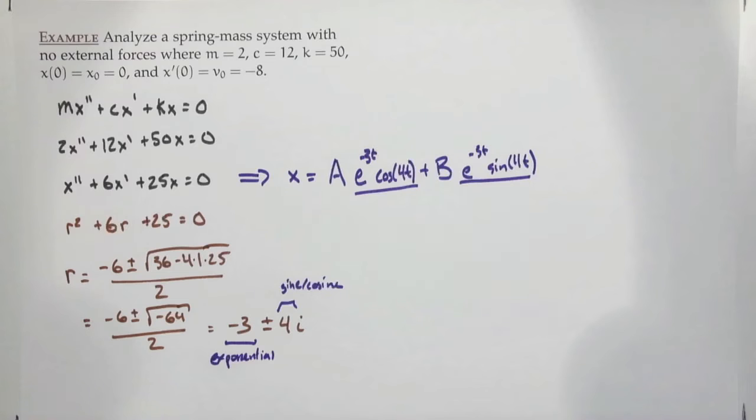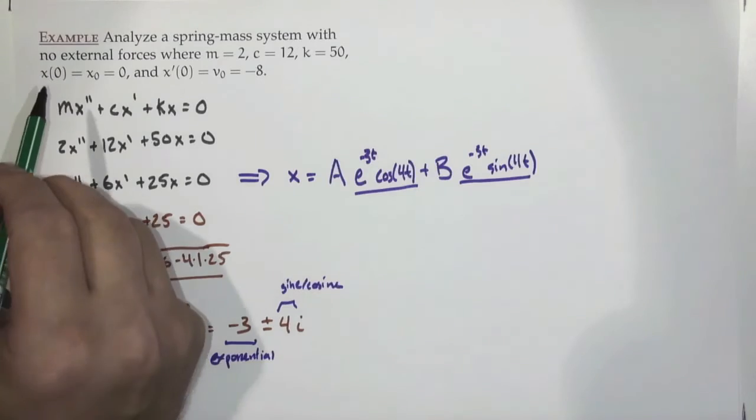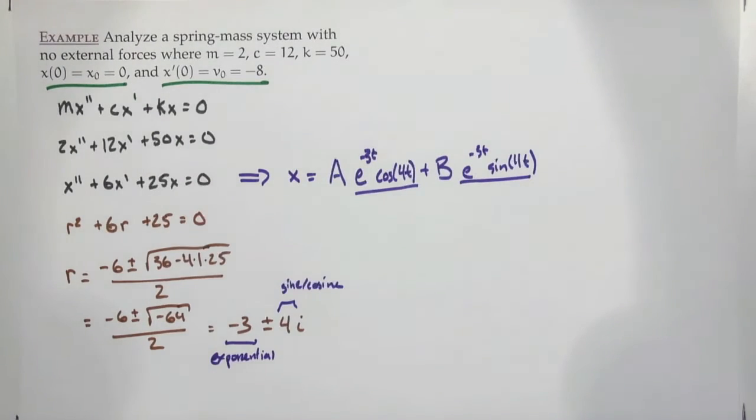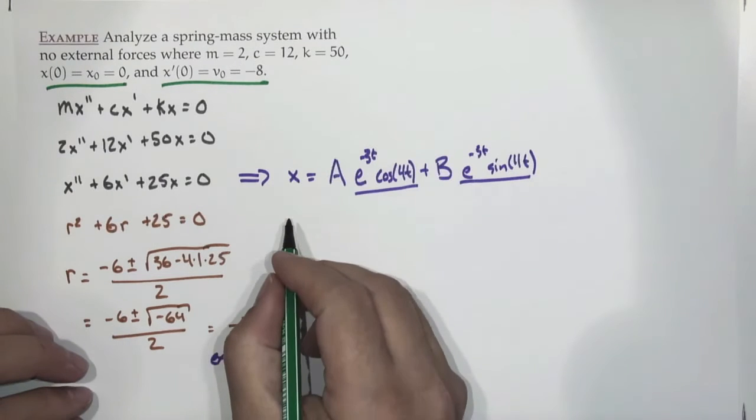All solutions to this spring mass system have this form. Are we done? No. It's like they say, but wait, there's more. What's the more? Initial conditions. We were told something about what's going on. All right, let's start with the initial condition, x of 0 equals 0.